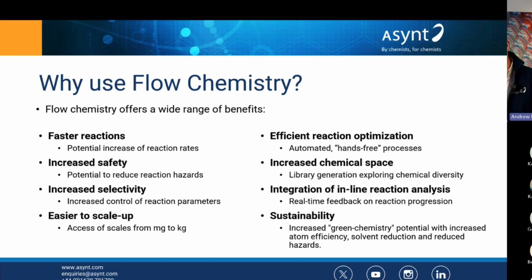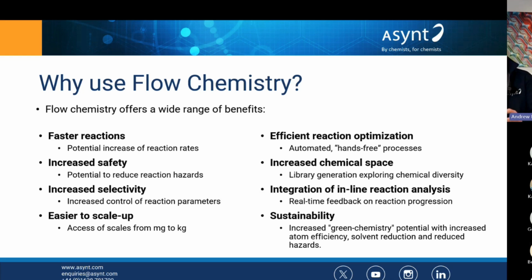And I put sustainability in here because flow chemistry also touches on quite a few of the green chemistry principles. And I put a couple here. So increased atom efficiency, that comes from having better selectivity, solvent reduction, reducing hazards, and there are many more. And I would say that all of these benefits don't appear in isolation. They're generally in a combination. So flow chemistry can offer quite a lot to us when we're performing our chemistry. It can't do everything, which we'll cover later, but what it can do often gives benefits.